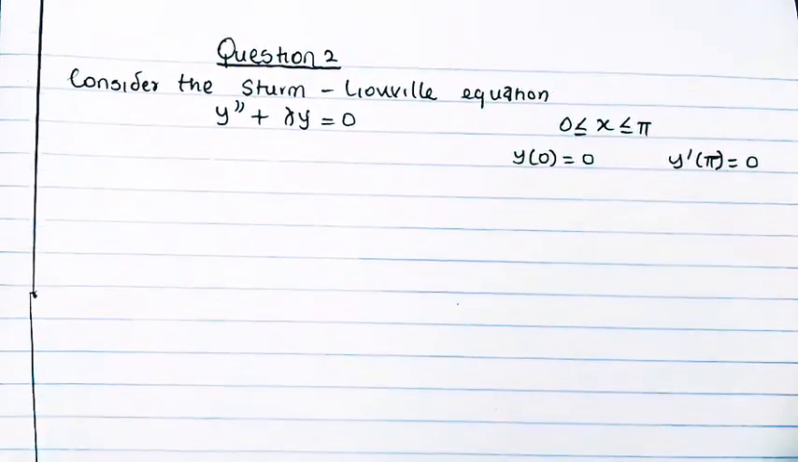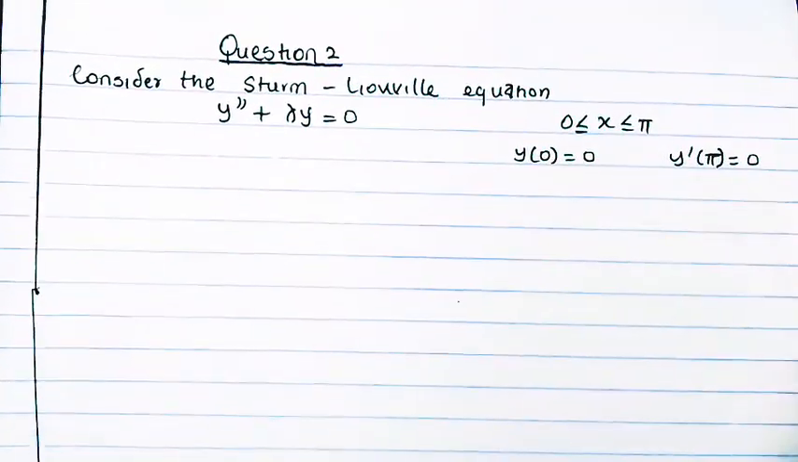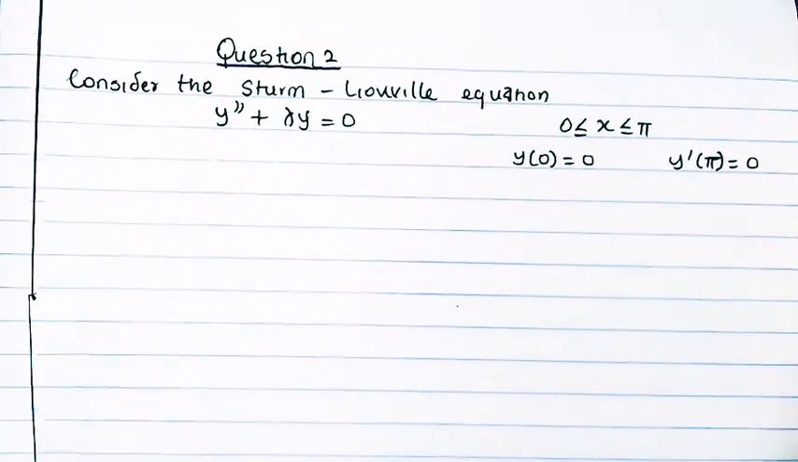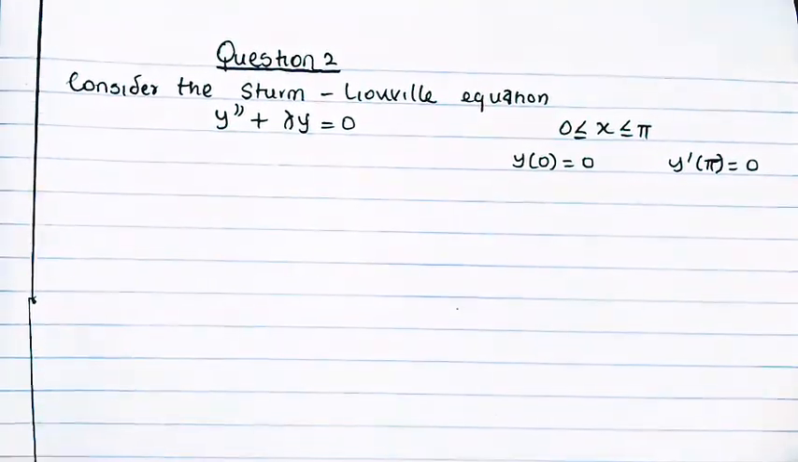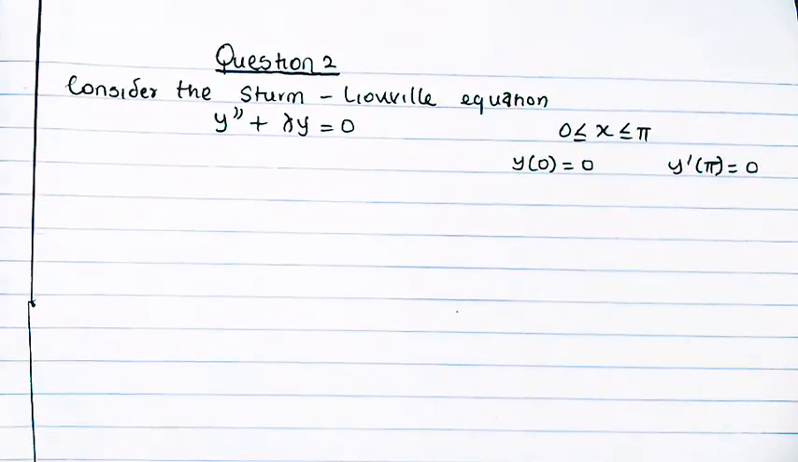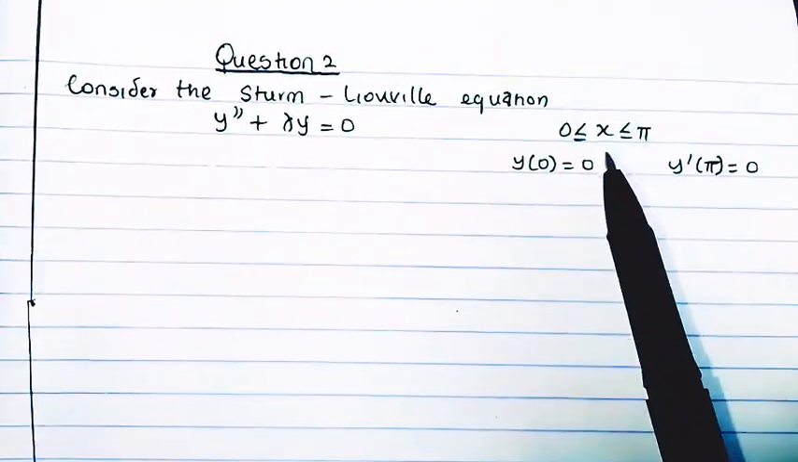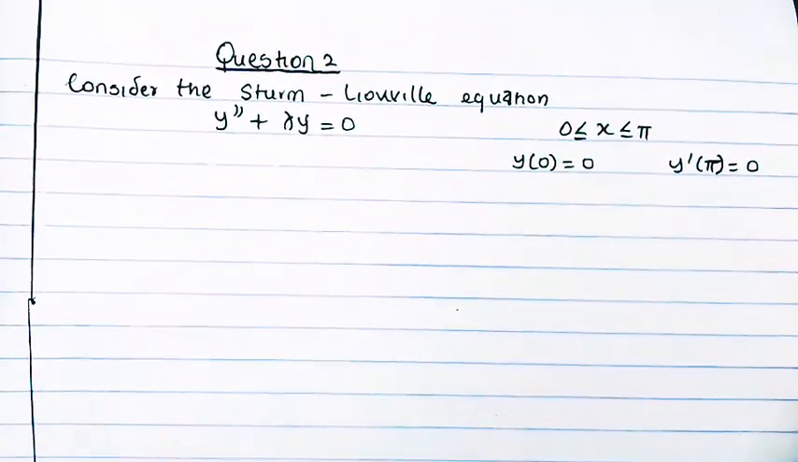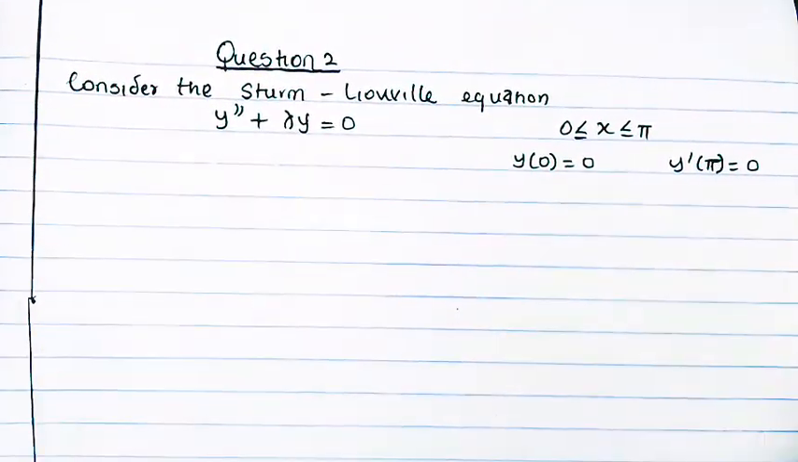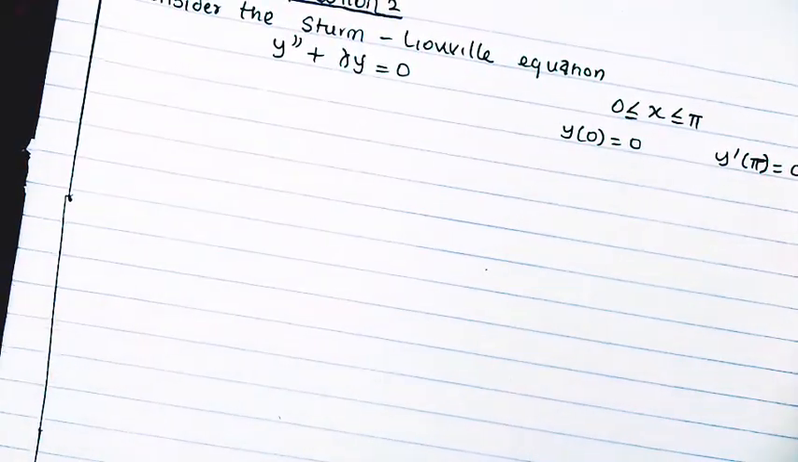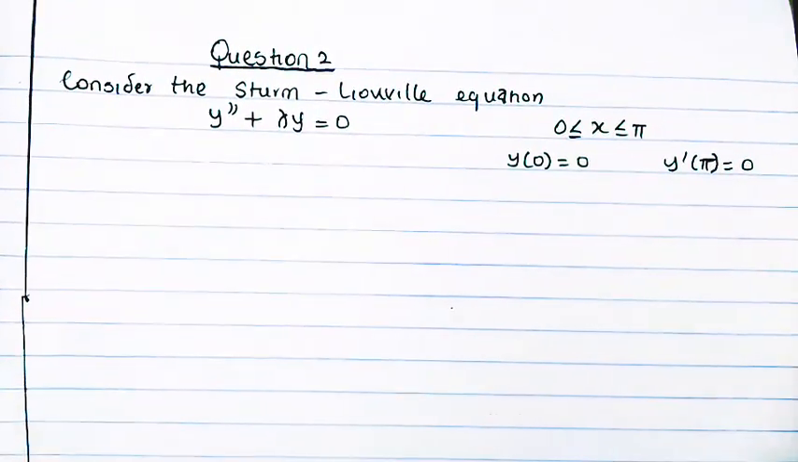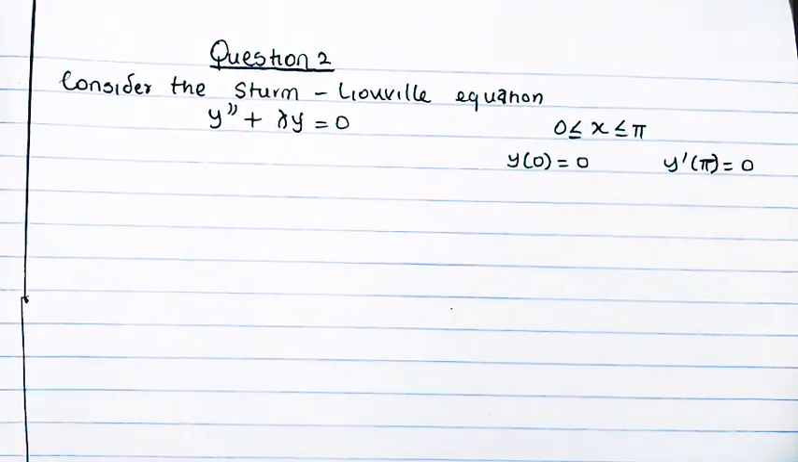So we are going to be looking at another question on Sturm problem. We have a question in front of us that says consider the Sturm equation to be this, and we are given a condition that x is between 0 and pi, which is 90 degrees. So let's say x is between 0 and 90 degrees.